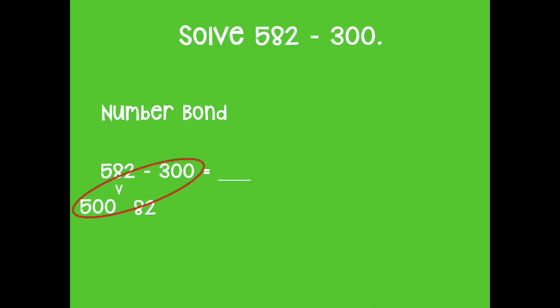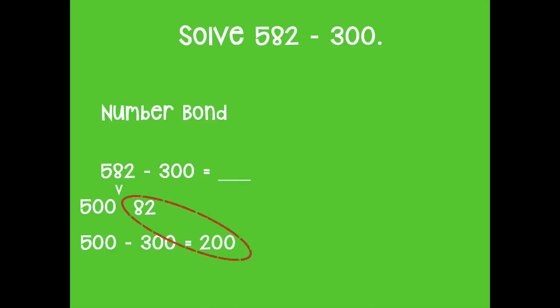All right, friends, let's look at the number bond. So we have 582 minus 300. Now remember, you're going to break out the hundreds out of 582. So you have 582. And then we're going to subtract our hundreds. So 500 minus 300 equals 200. And then we need to combine what's left from our 582. So we have 200 plus 82 equals 282.